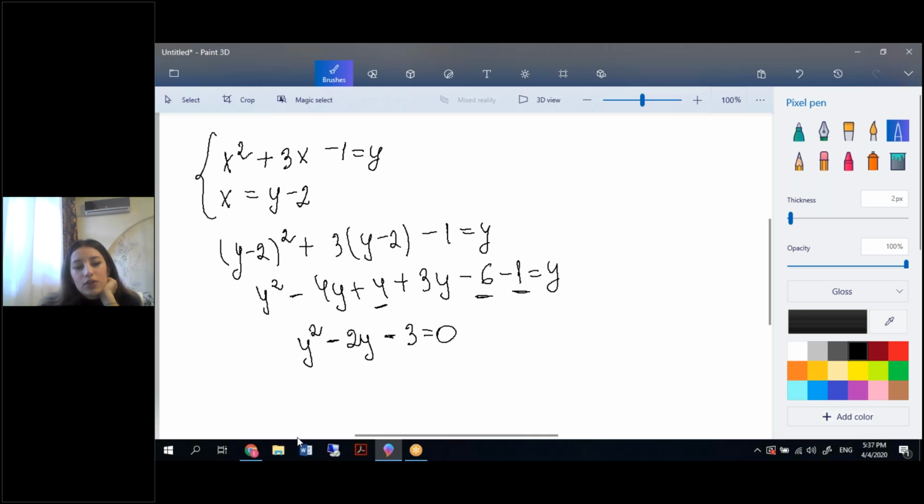Now we should look at the discriminant, because we know the rule: if the discriminant is more than 0, then we have two real solutions. If the discriminant equals 0, we have one solution. And if the discriminant is less than 0, then we have no solutions.